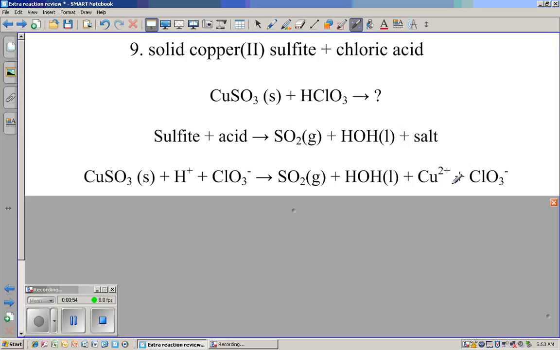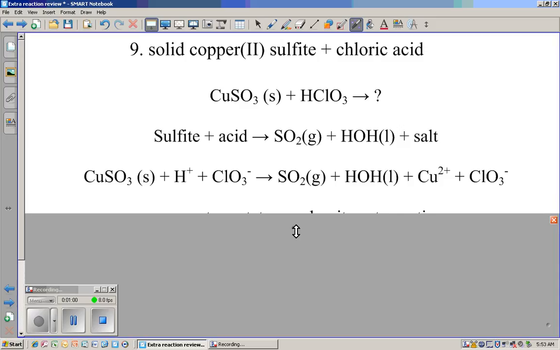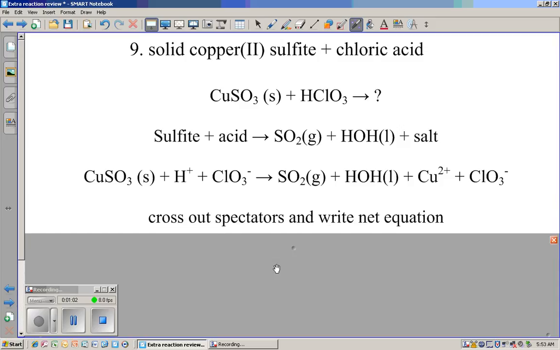But all chlorates are soluble, so they are not going to form together into a solid. They're going to stay as ions. So I cross out spectators to write my net ionic, and when I cross out spectators, I only have one spectator. It's the chlorate ion. It's the only one that shows up on both sides of the arrow.